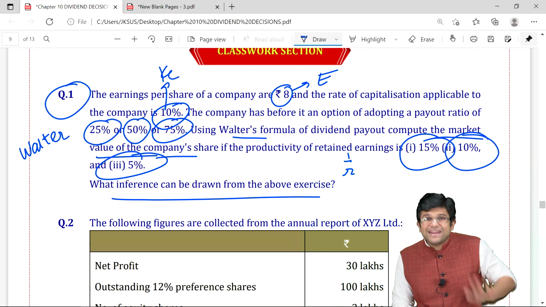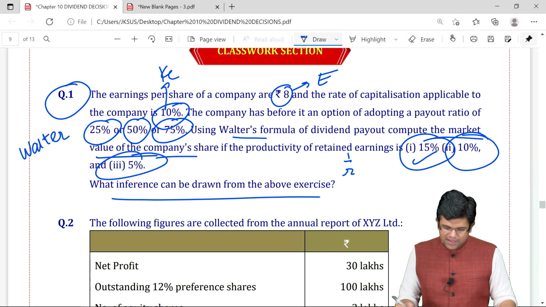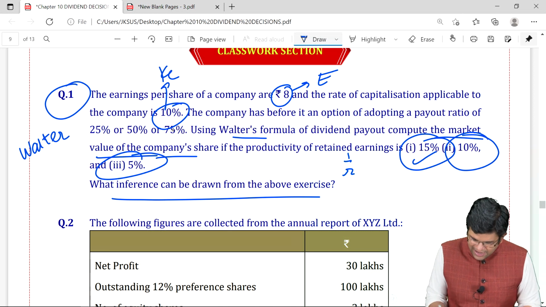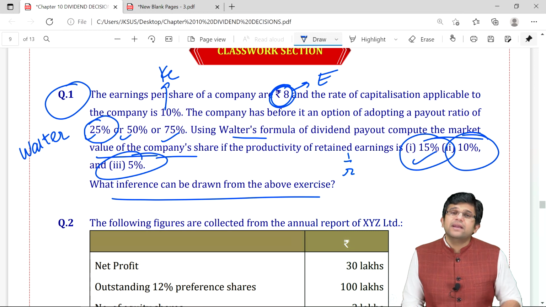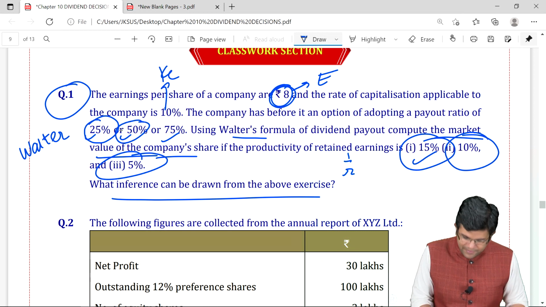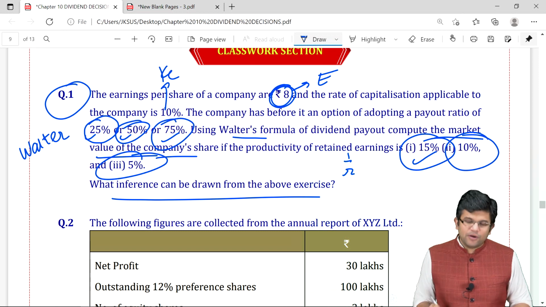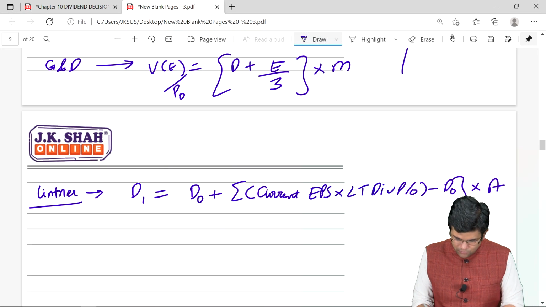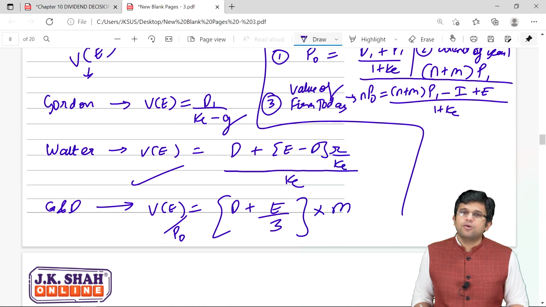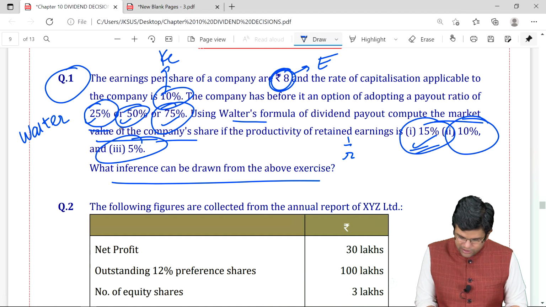Children, here you have to do 9 calculations. How 9? First we'll say that if the R is 15%, then what will be the value of equity at these 3 levels of dividend payout? If dividend payout ratio is 25%, considering the EPS to be 8, we will take D to be 2. If the dividend payout ratio is 50%, D will be 4. And if the dividend payout ratio is 75%, D will be 6. Everybody clear? Using this Walter's model, here you can easily calculate the value of equity at R of 15%, K of 10% for all these 3 cases.